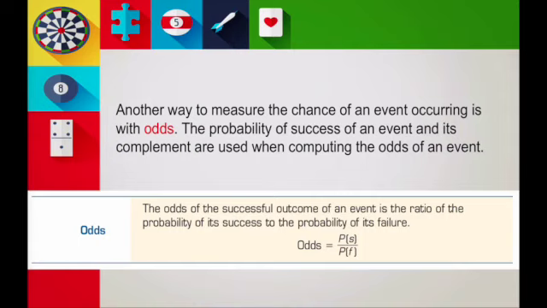Another way to measure the chance of an event occurring is with odds. The probability of success of an event and its complement are used when computing the odds of an event. So the odds are the probability of success over the probability of failure. Probability is the successes over the total. Odds is successes over failures.